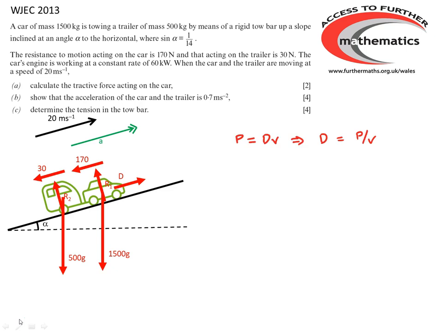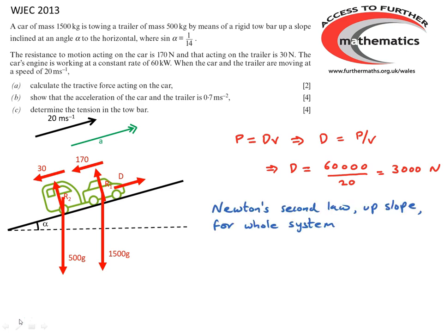So, we know that P must equal D times V. Rearranging that gives us D equals P over V. So the tractive force acting on the car is going to be 60,000, that's the power of the engine in watts, divided by 20, which is 3,000 newtons. So we can now use Newton's second law up the slope, and we're going to apply Newton's second law to the whole system.